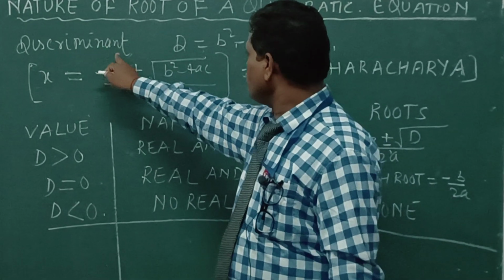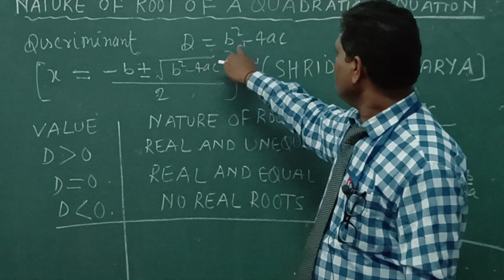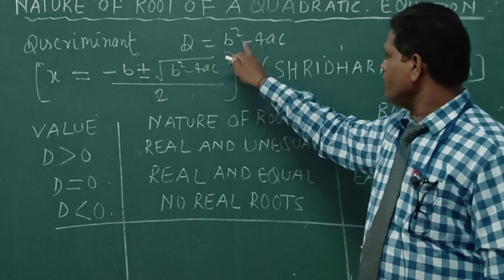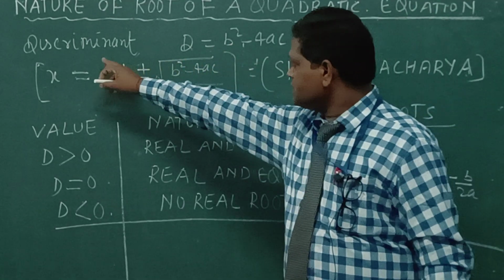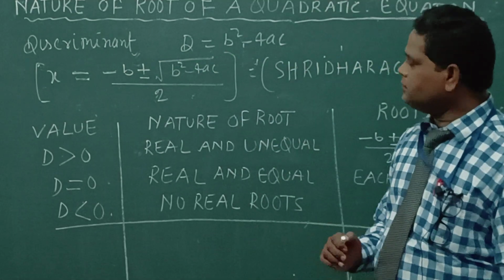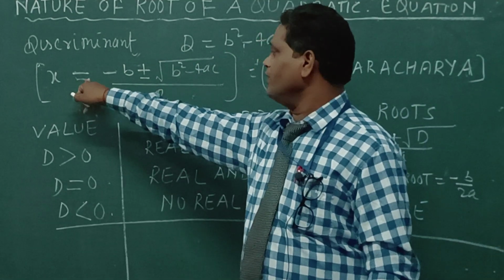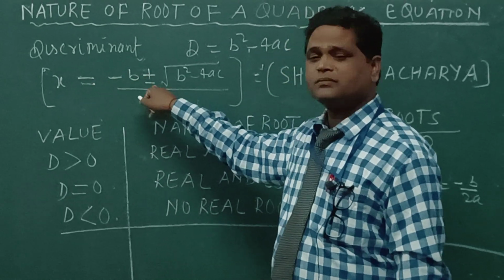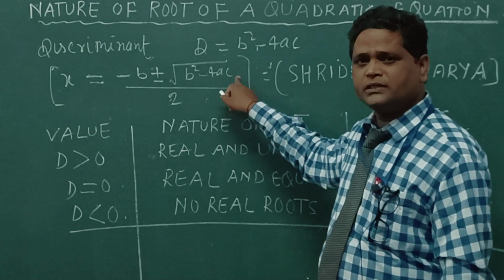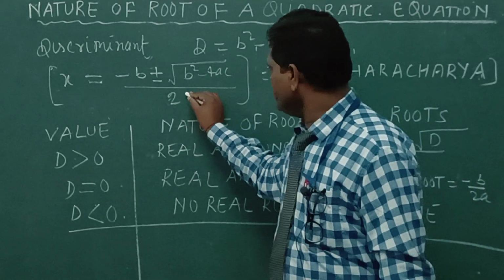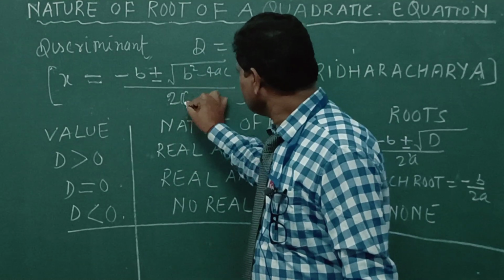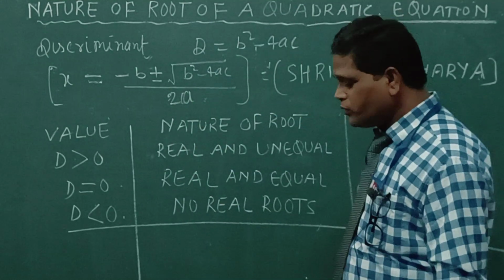This is denoted by D, D equal b square minus 4ac. And x equal minus b plus minus root b square minus 4ac, by 2a.